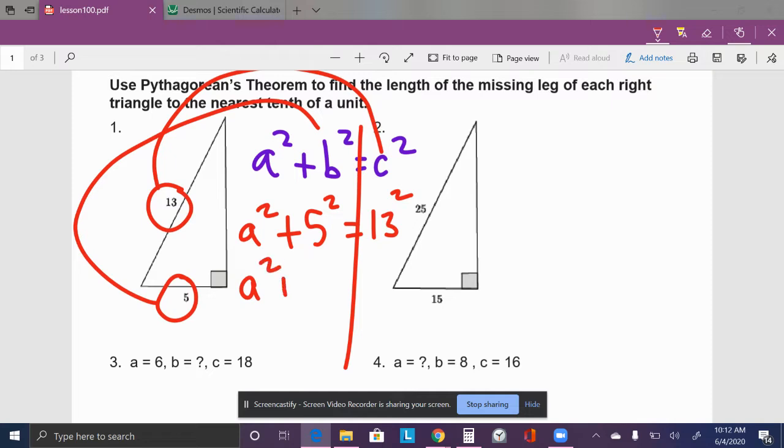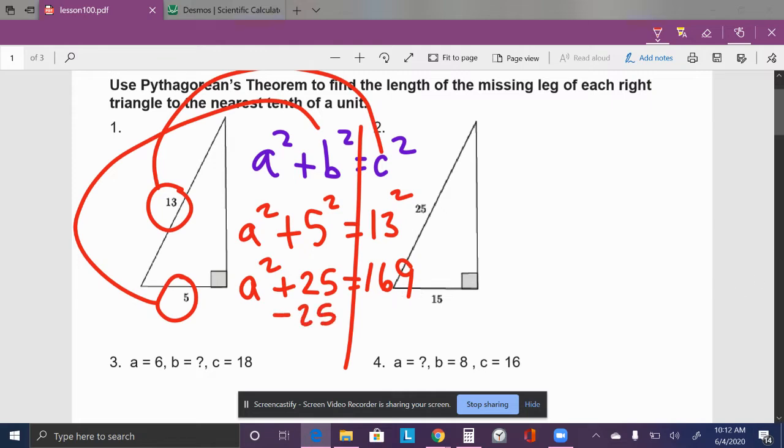A squared plus 5 squared is 25. And 13 squared is 169. Now, a little bit different, this one. We have different sides now. We have this line. We have to get the 25 over here. So I have to subtract both sides by 25.